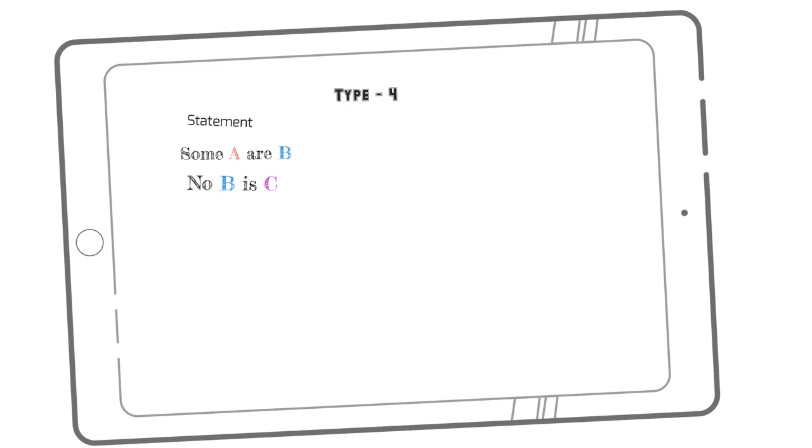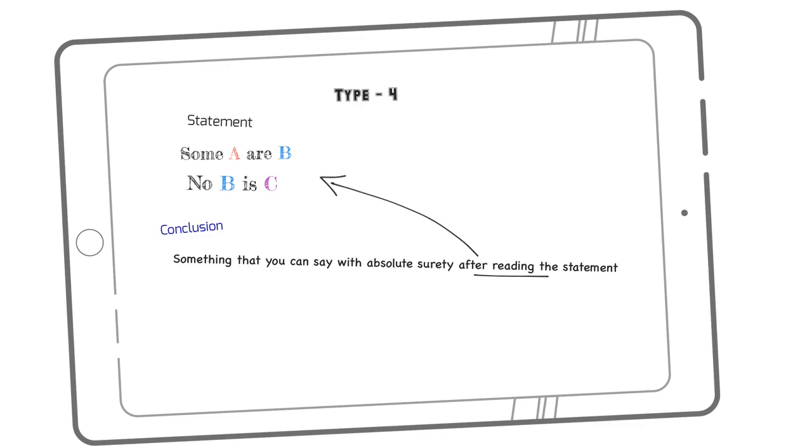So now I have three entities, A, B, and C. Earlier I had only two quantities, and I was comparing them and getting the conclusion out of it. Now I have three quantities, A, B, and C, and I'm being asked the conclusion associated with it. A conclusion, as we know, is something that we can say with absolute surety after reading these two statements. After combining them, I can say it with absolute surety about A and C.